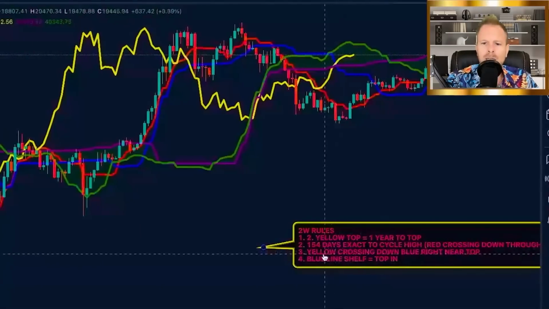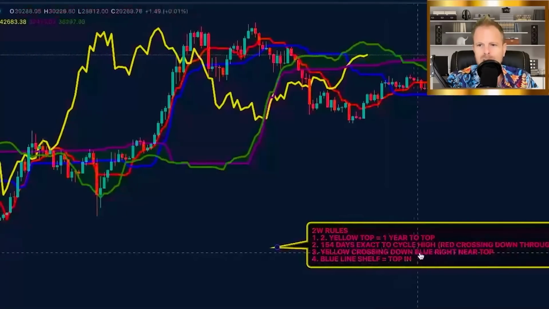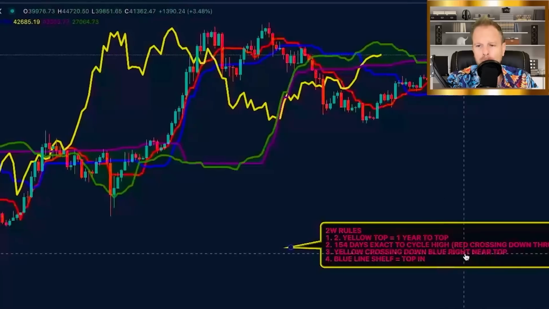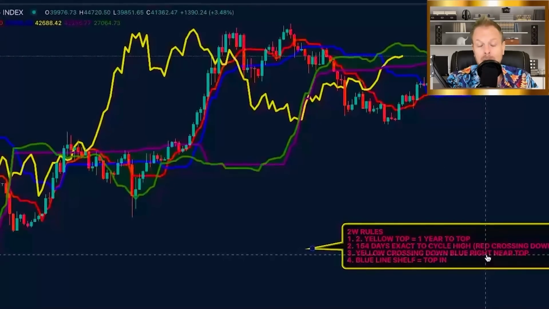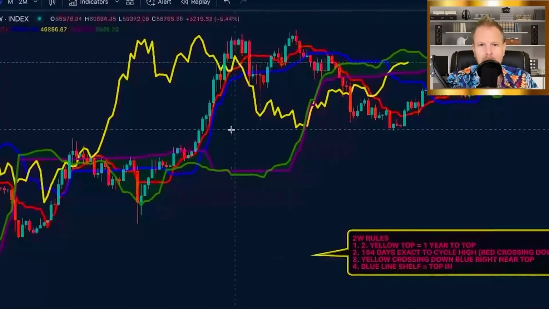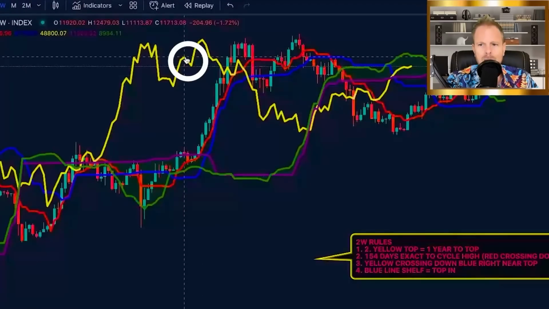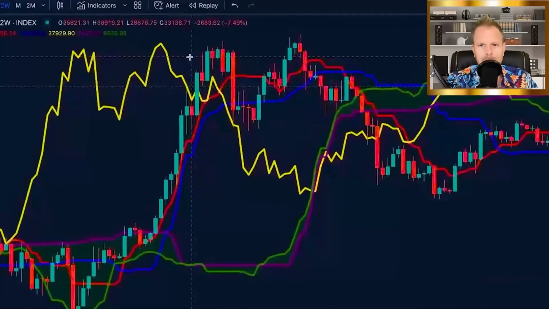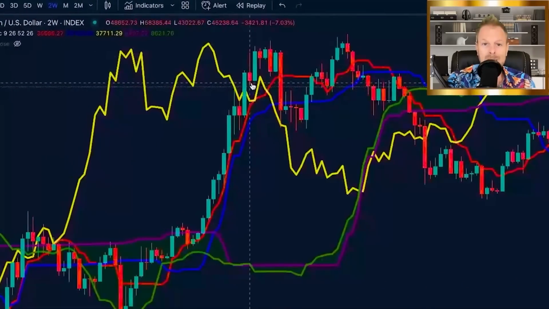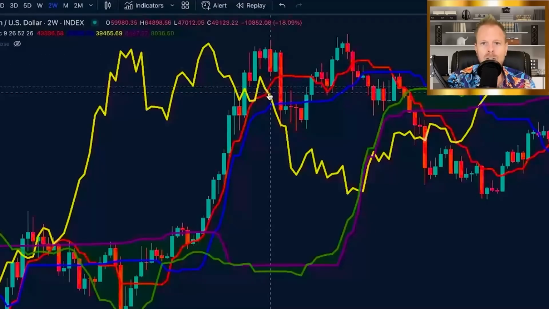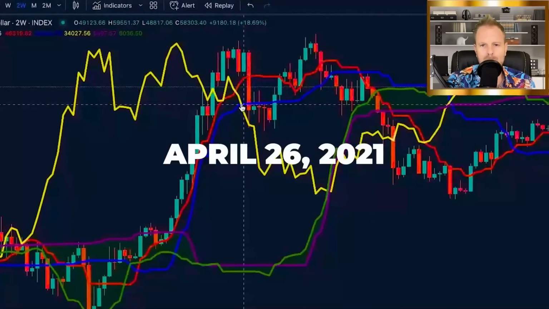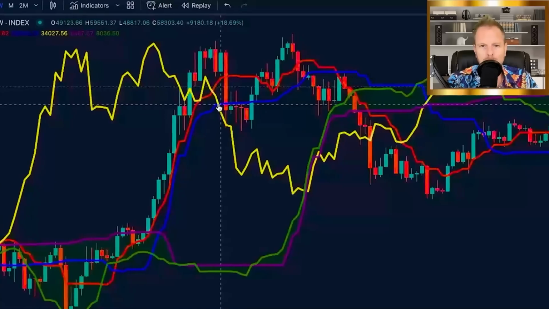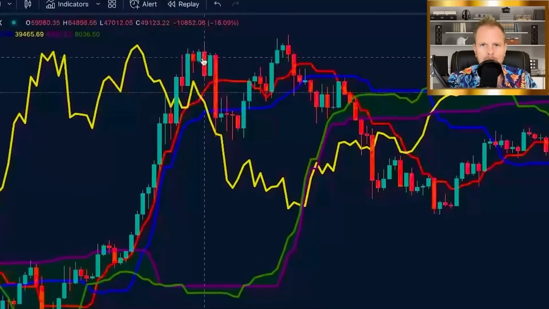The third one is the yellow line crossing down through the blue line right near the market cycle top. So now we're going to get into our third confirmation. We need to find the yellow line crossing through the blue line. Here we go. You can see at our recent cycle top, yellow line crossing through the blue line happened right here on April 26th, 2021. And again, right at our market cycle top.